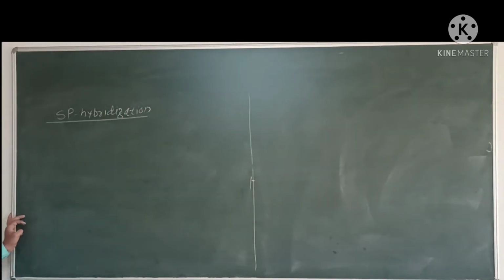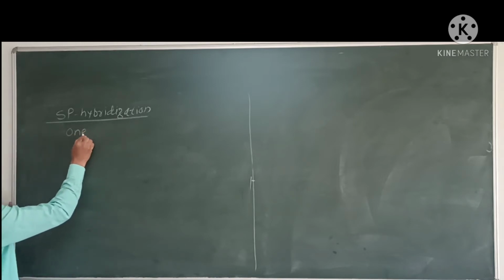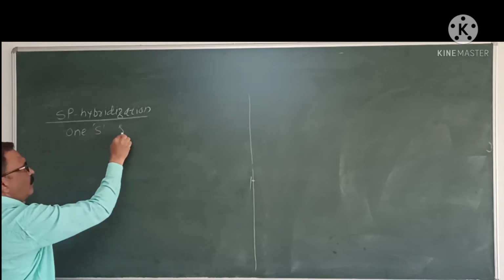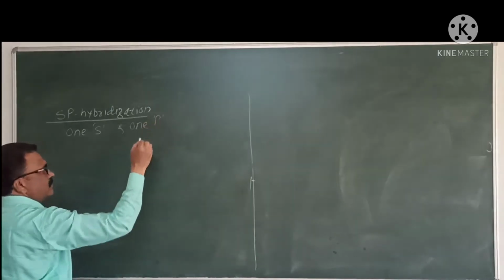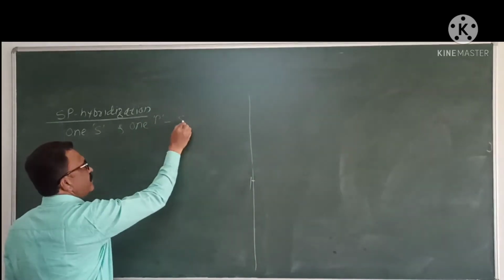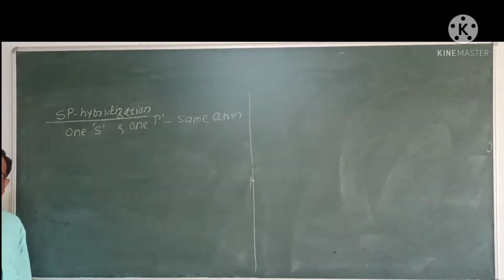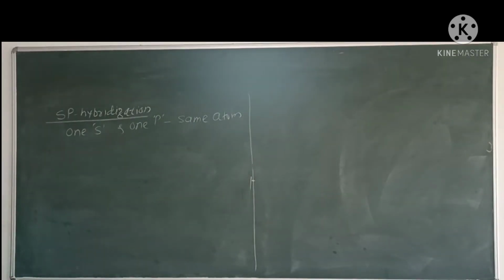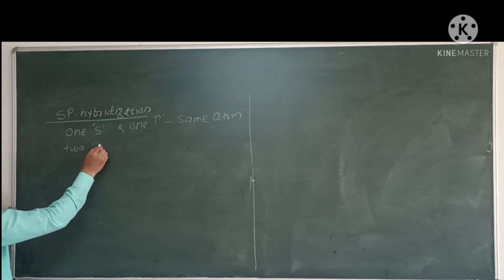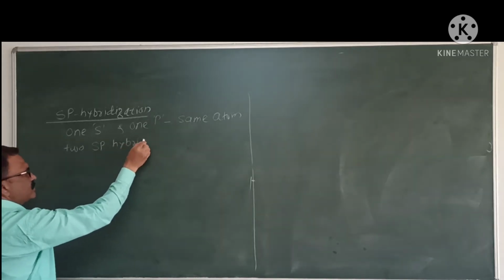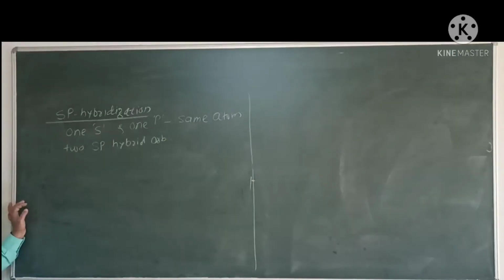SP hybridization is the process or type of hybridization in which one s orbital and one p orbital of the same atom, having nearly the same energy, mix and are recast together to form two sp hybrid orbitals of equivalent energy.